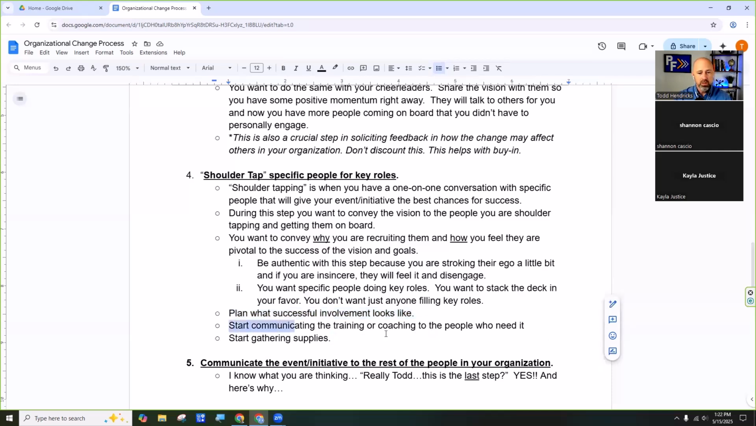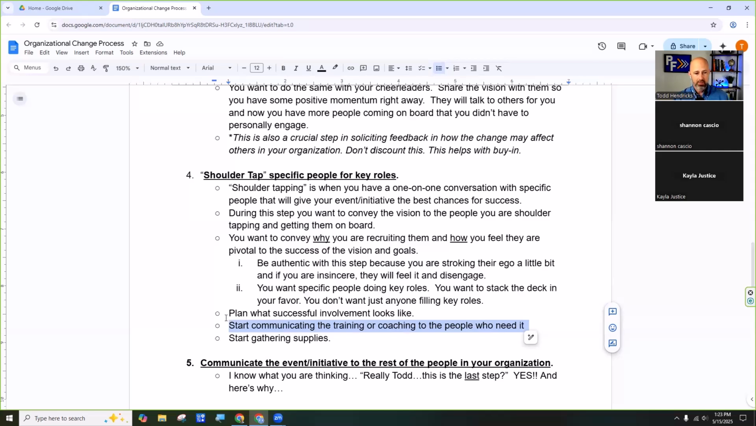Also, start communicating and training and coaching people who need it. Maybe Marissa's not seen this new form yet, but she's going to need to be an expert at this form. So we're going to give her that form early. We're going to go over it with her. We're going to let her review it by herself, and we're going to let her ask any questions that she may have on that before we even talk about her training anybody.